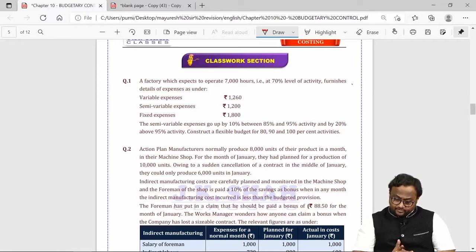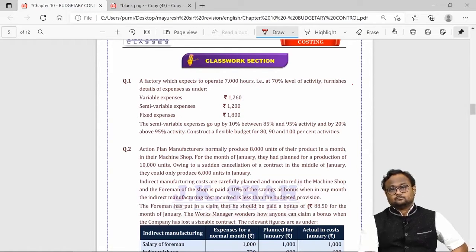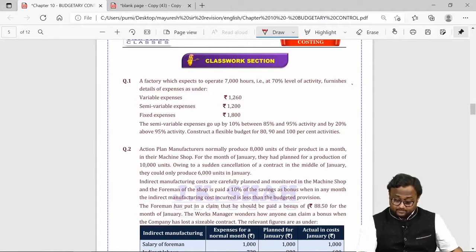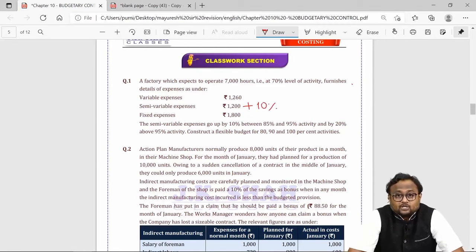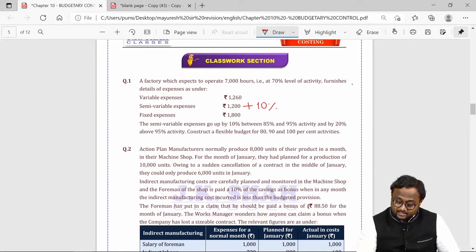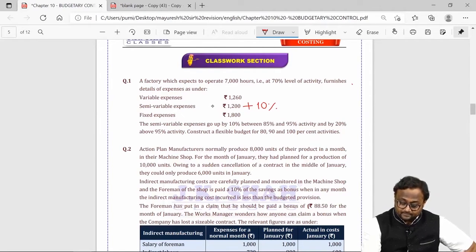Then you have some information about semi-variable. It will be plus 10% between 85% and 95%, so between 8,500 hours and 9,500 hours. Above 95%, it will go up by 20%.